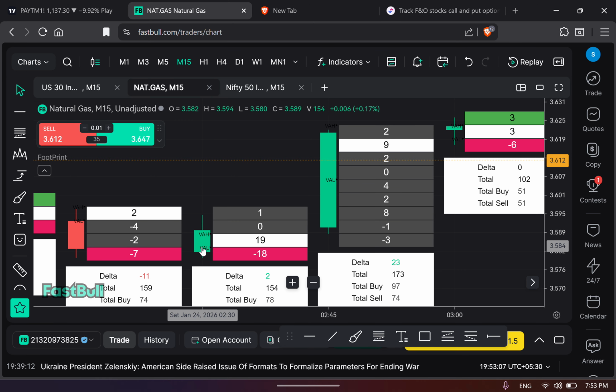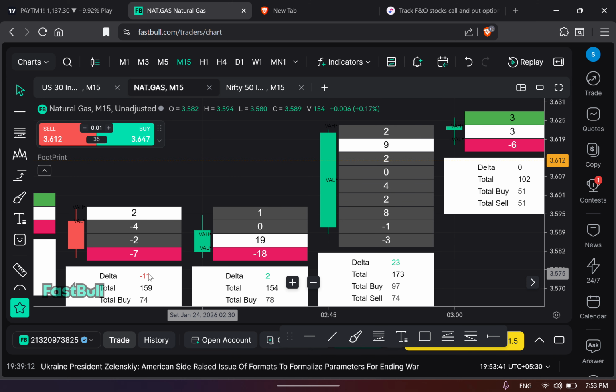So if you take this particular candle, at this particular price, 18 contracts were traded. Minus 18 means 18 people aggressively sold in this particular candle. And the POC, I put it as a white color, where most of the trading volume happened, that is 19 contracts in this particular candle at this price. You need to understand what the total delta is here. 2 means this candle is saying buy, total 2.